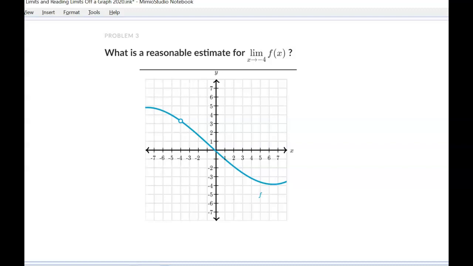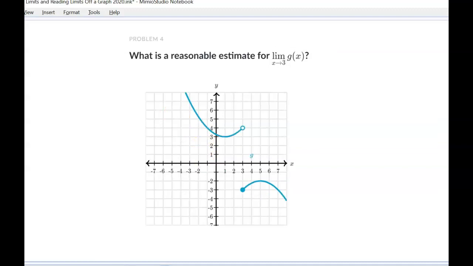What's the reasonable limit as x approaches negative 4? Well, again, it appears to be approximately 3. I know it's a little bit above 3, but approximately 3. And we're approaching from the left and from the right. We're both approaching the same y value.